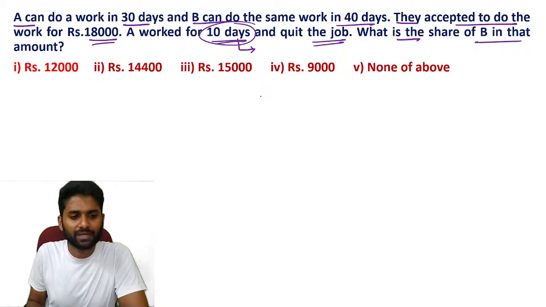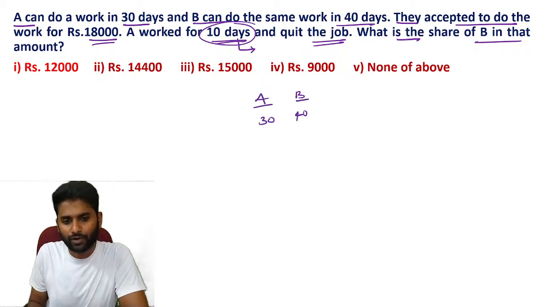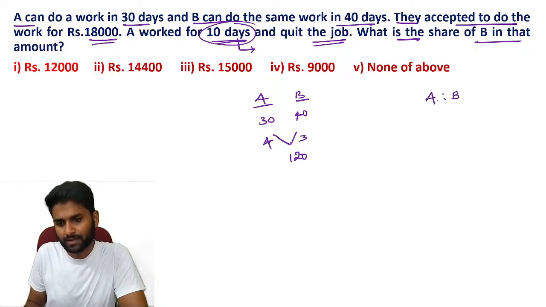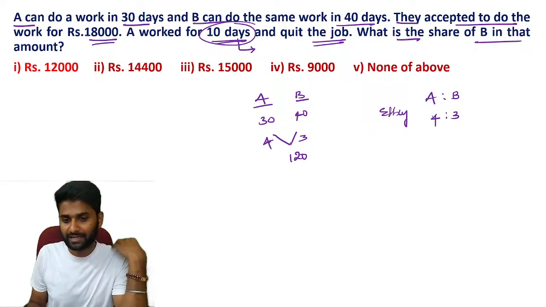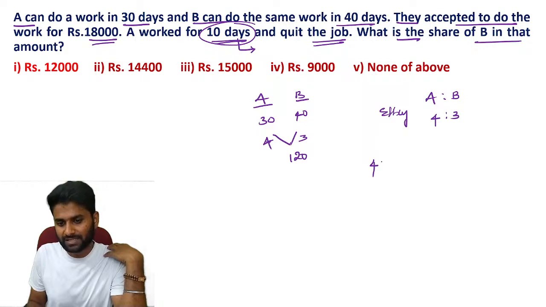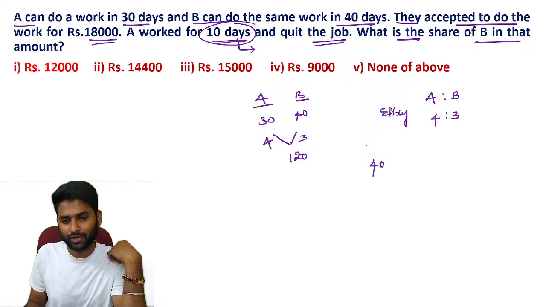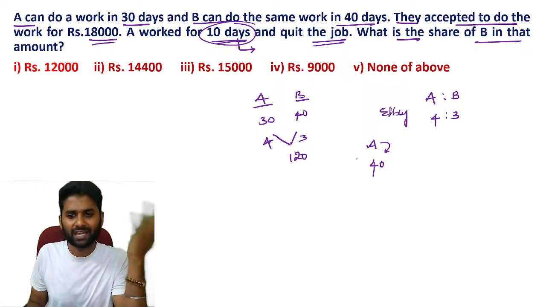What is the share of B in that amount? See, A, B: 30, 40. Total work 120. A's efficiency is exactly 4 units, B's efficiency is 3 units. So here the efficiency ratio is 4 is to 3. Another point: A worked for 10 days, guys. A worked for 10 days means he completed exactly 40 units. So A's contribution out of 120 is 40 units, and he quit the job.